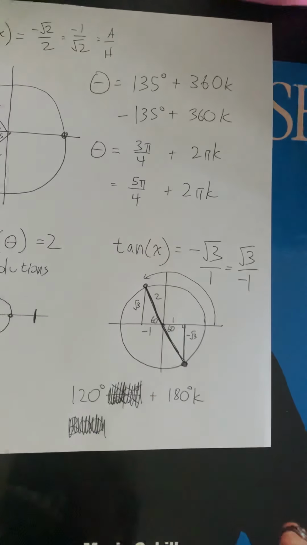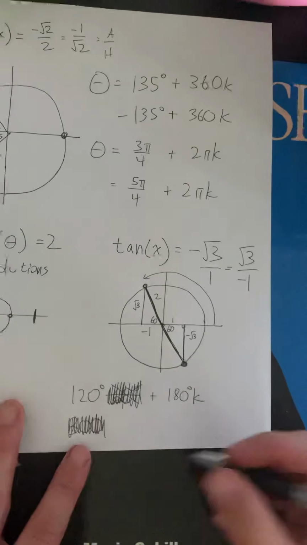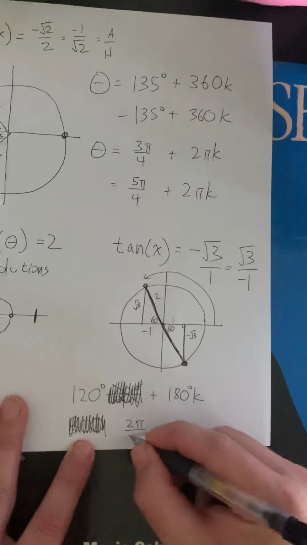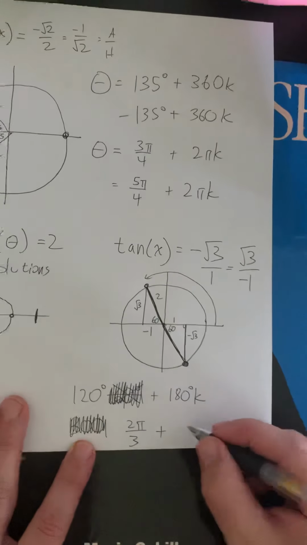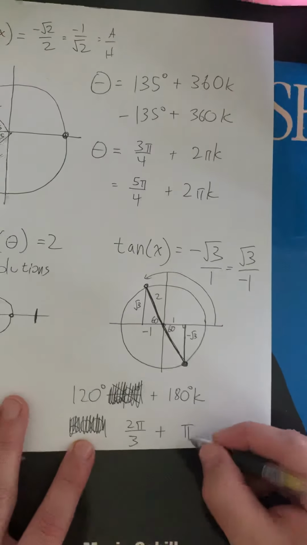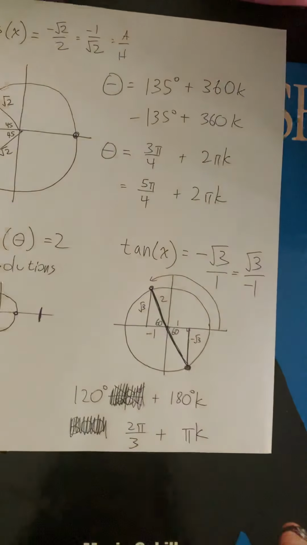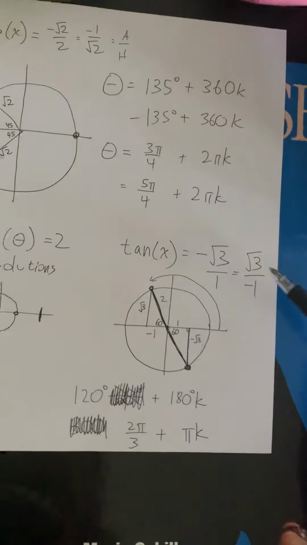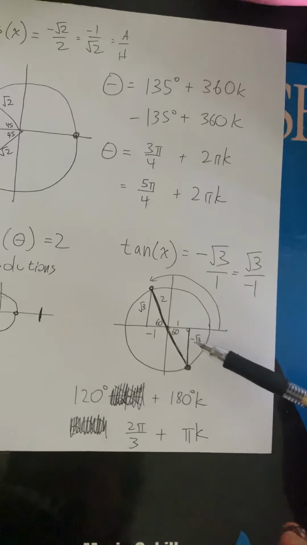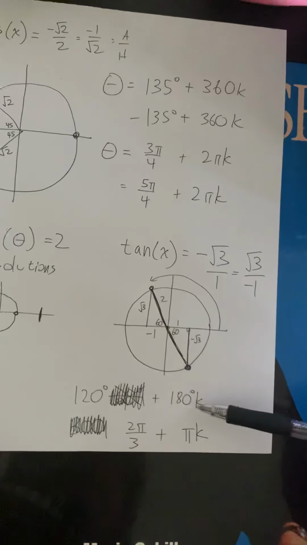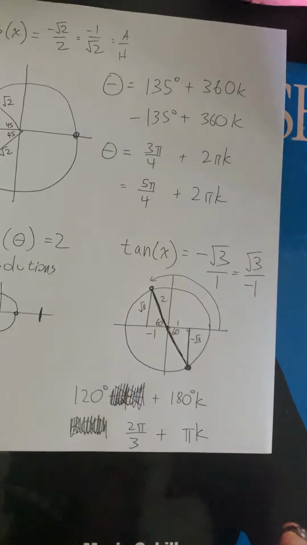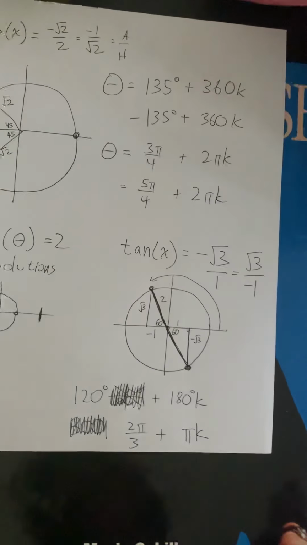So there you go. 120 plus 180k. And if they wanted radians, 2 pi over 3 plus now, not 180, but pi k. So there's a little variation we see with tangent. Notice its range can be bigger than 1 or less than -1. And you only really need to draw one triangle in your unit circle because of the 180k spin. We call this the period of the function, and you'll see that when we start graphing these things.